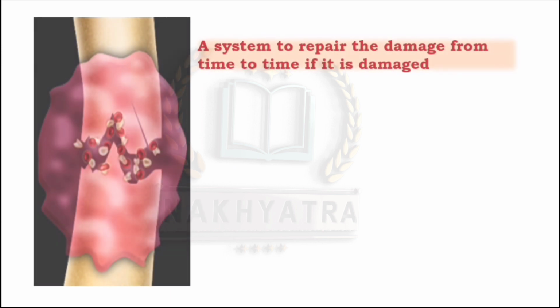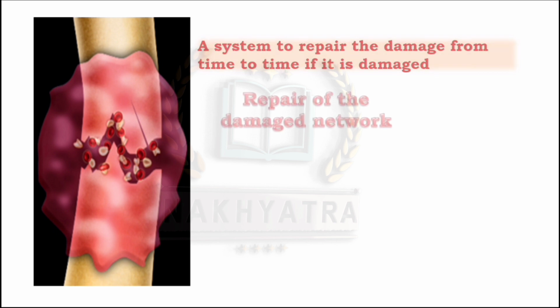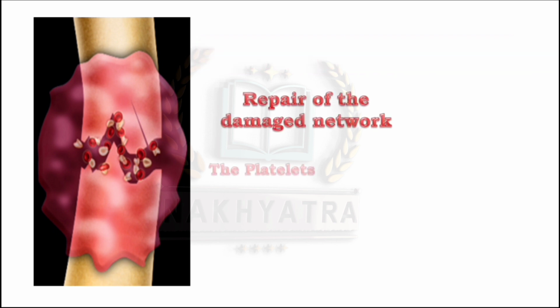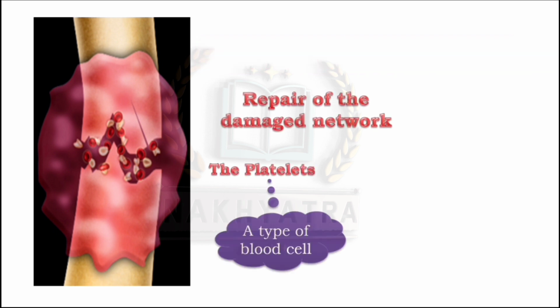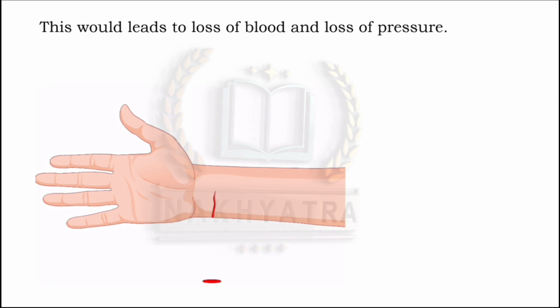A system is needed to repair the damage from time to time if it is damaged. Now see the repair of the damaged network. The platelets are a type of blood cell. A cut damages the network of blood vessels and causes leakage in a closed system. Now can you see the cut here? This leads to loss of blood and loss of pressure.